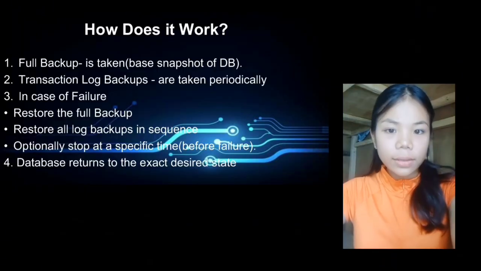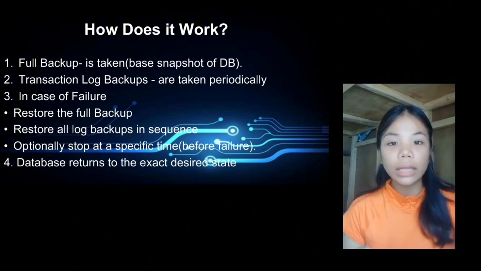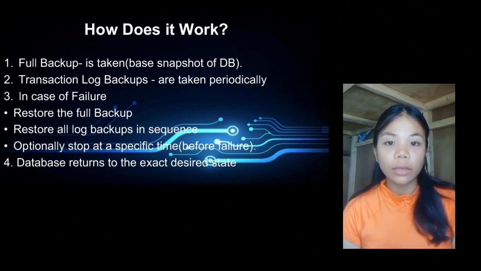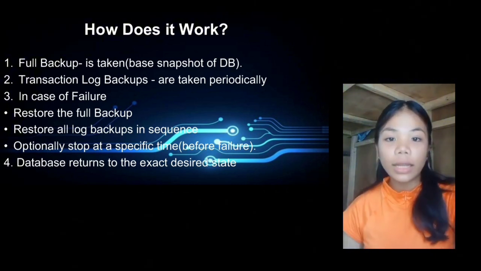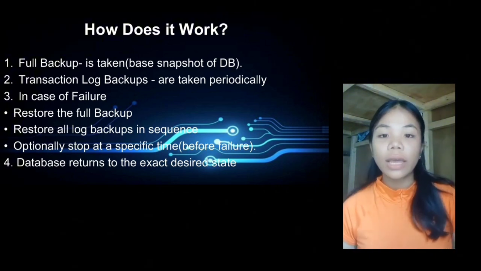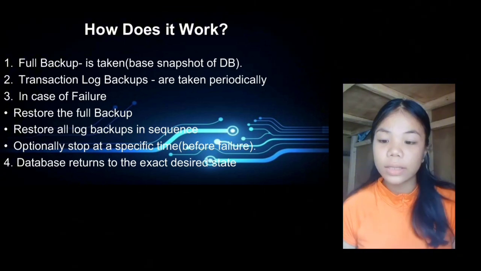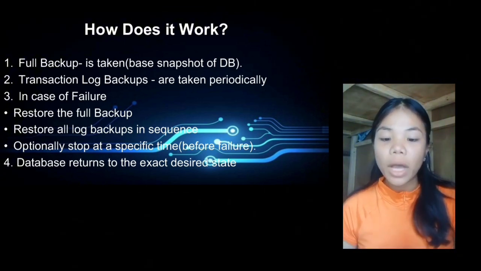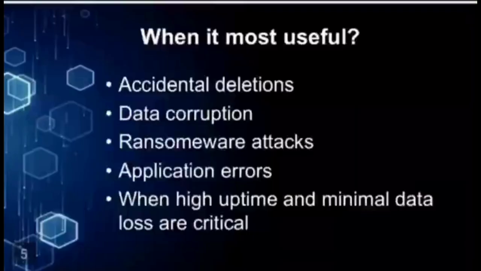How does it work? First, a full backup. You need at least one full backup to start the backup chain, so all subsequent logs depend on this. Second is capturing changes. Each transaction log backup records all database changes since the last full backup. Third, log truncation. Backing up the log frees space in the transaction log file for reuse.